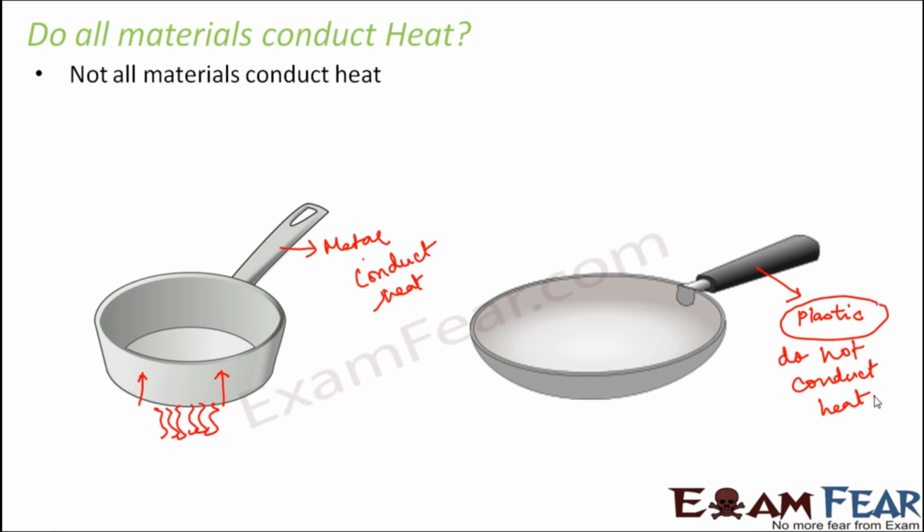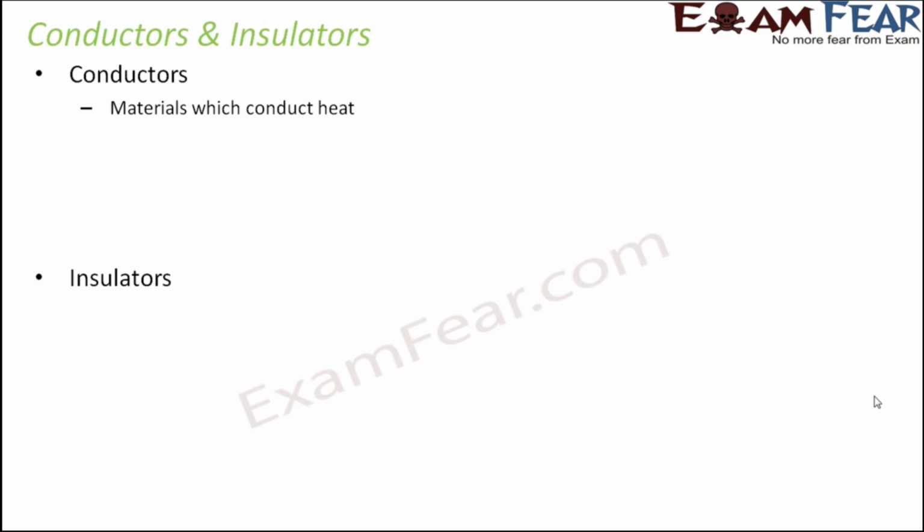Based on which materials conduct heat and which do not, we can classify materials into two types, conductors and insulators. The name defines itself: a conductor is something which conducts heat. Insulators are like poor conductors. They do not allow heat to pass through them easily. Conductors are materials which conduct heat, and they are also called good conductors of heat because they are very good at it.